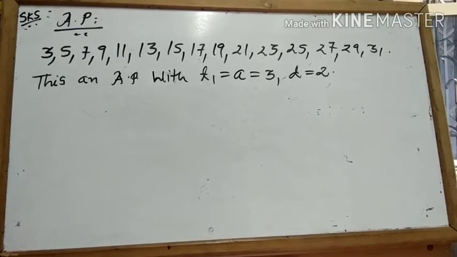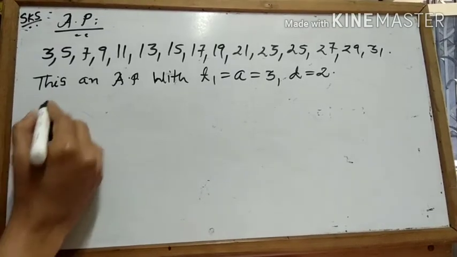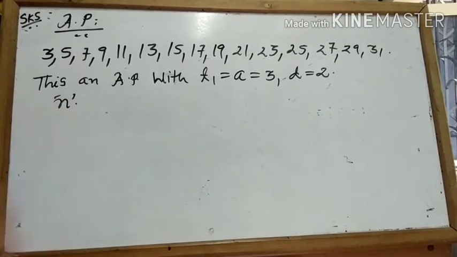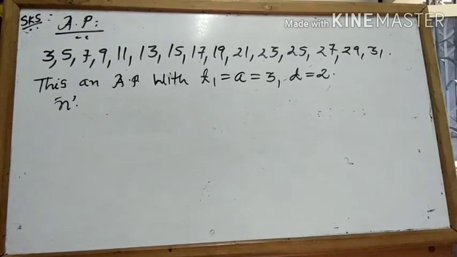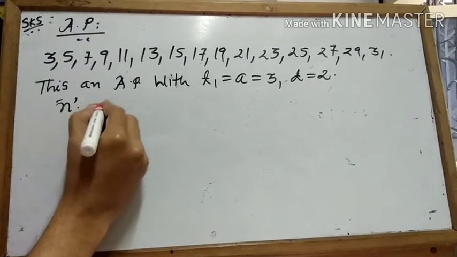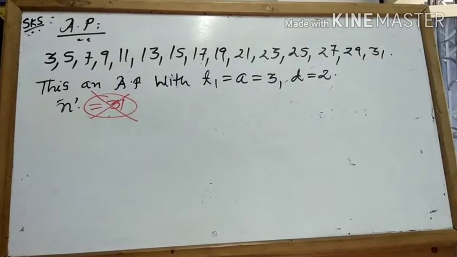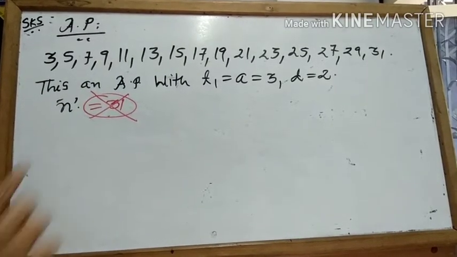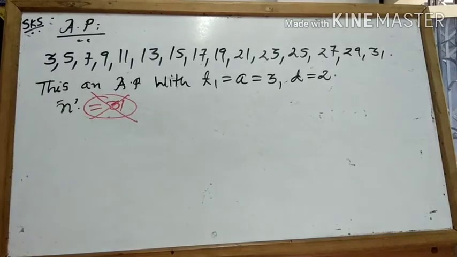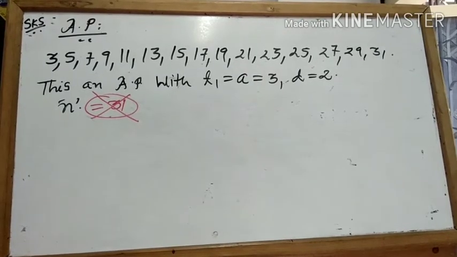That is 31. And if I ask you to find the value of n in this case, I have seen, my dear friends, students write n is equal to 31. I am purposely writing in red: this n is not 31. Here n represents how many terms there are in this particular sequence, not the final term.